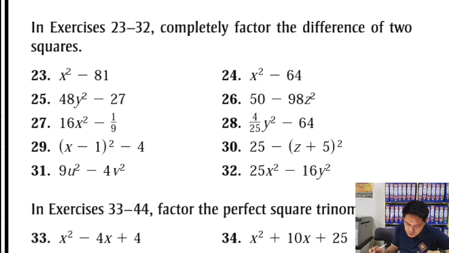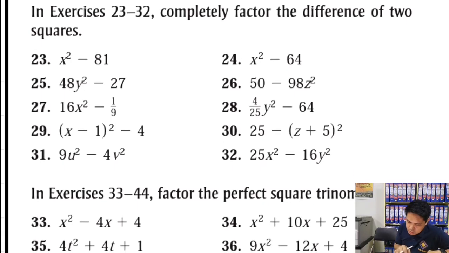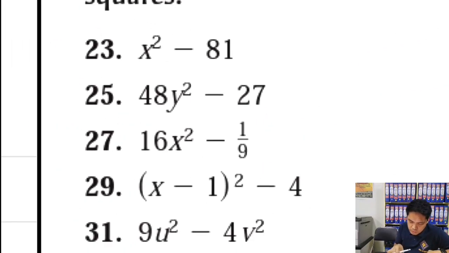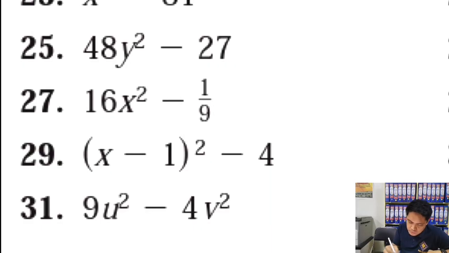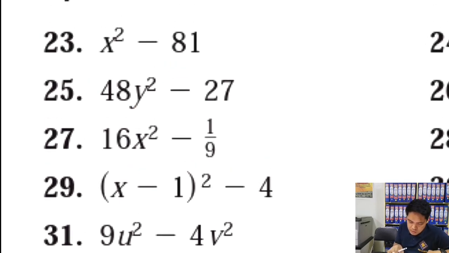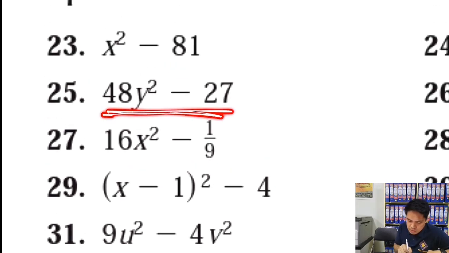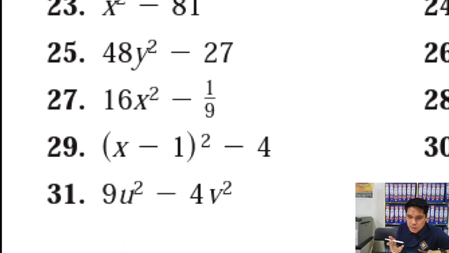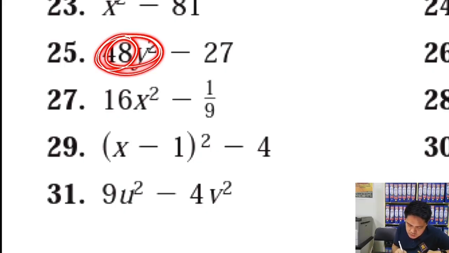Completely factor the difference of two squares. So let us look for, okay, let's try number 25. For number 25, what does it say? This is what we need to factor out. So this is a second degree polynomial, meaning it only has two factors. Okay? So first, this is not a perfect square. This is also not a perfect square.